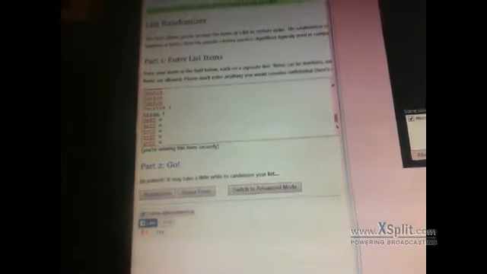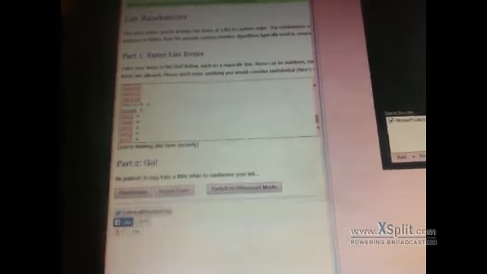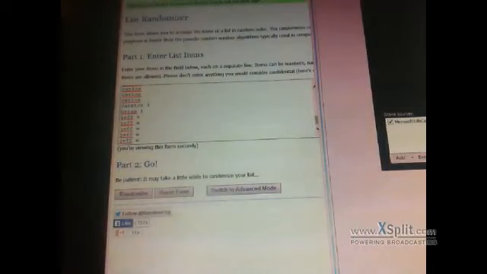So, here's our list. We've got two lists. The first one will be for the Crosby. The second one will be for the Price.